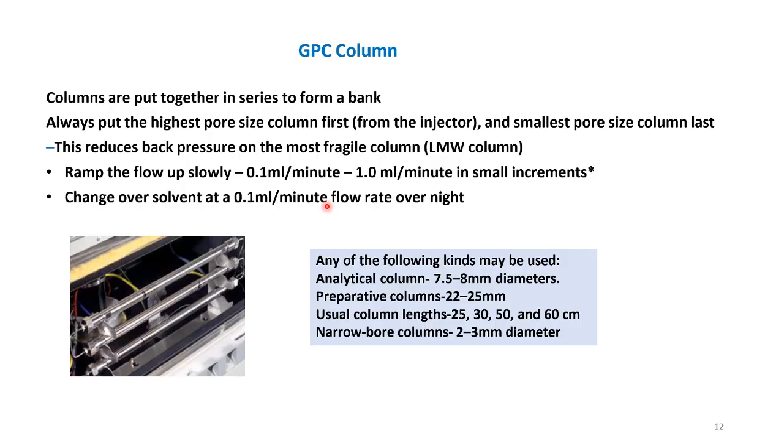So normally we have different kinds of columns depending upon their sizes of the diameter and length. The analytical column has 0.7 to 8 mm diameter. The preparative column has 22 to 25 mm, and the usual column lengths are around 25 to 30, 50 or 60 centimeters, and narrow bore columns have a diameter of around 2 to 3 mm. So these are very, very small columns.